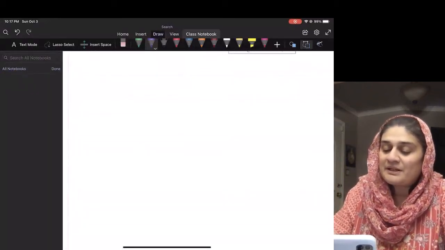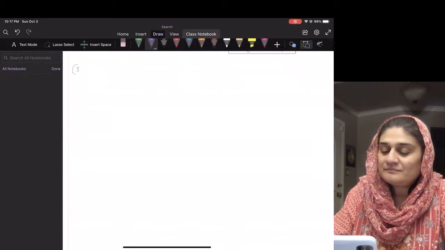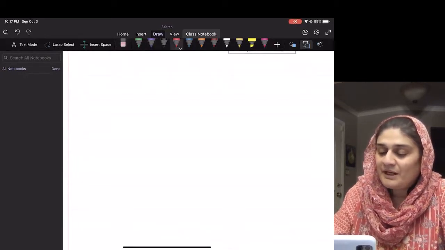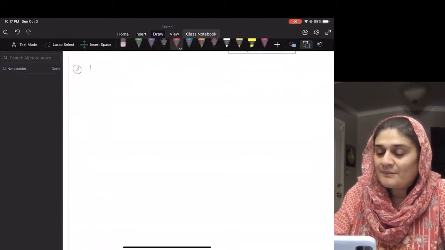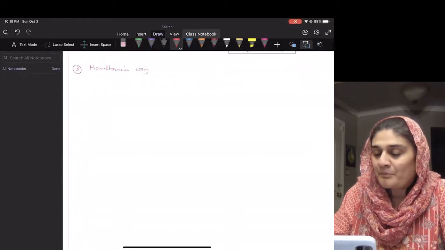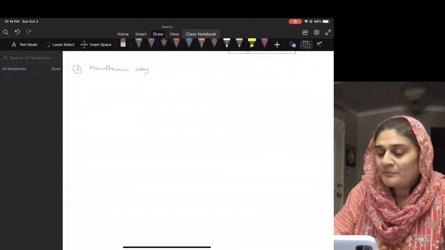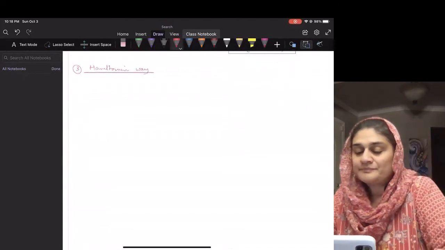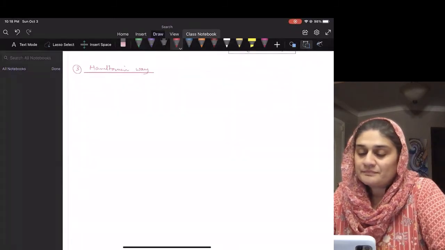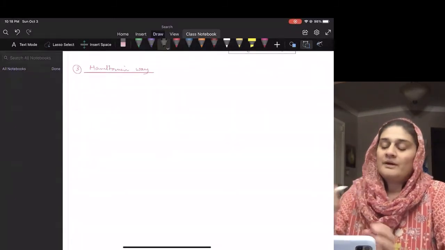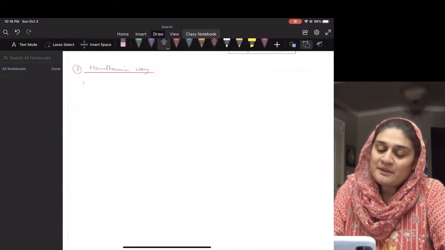Now, last but not least, we have to do the Hamiltonian method. Okay, what's step one for the Hamiltonian method?